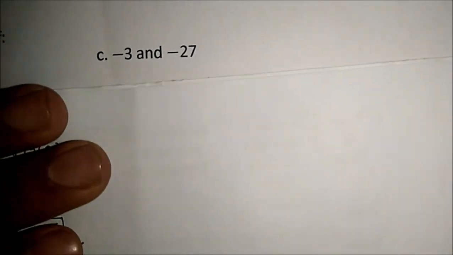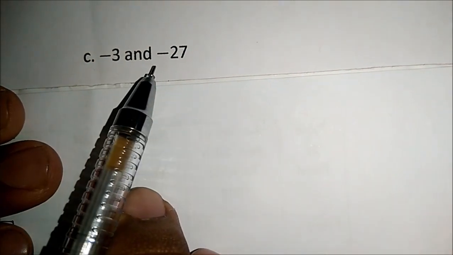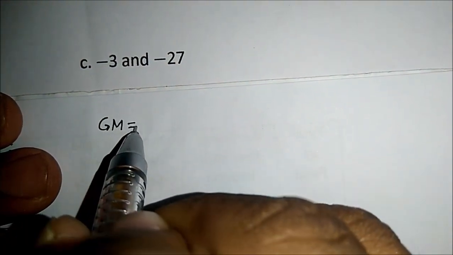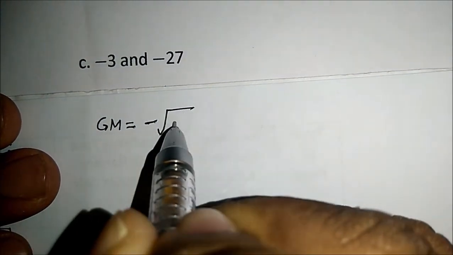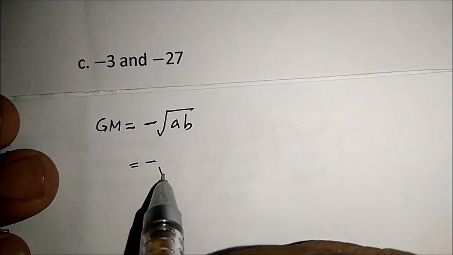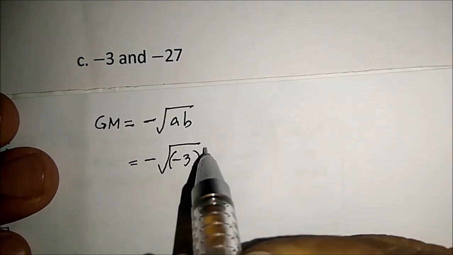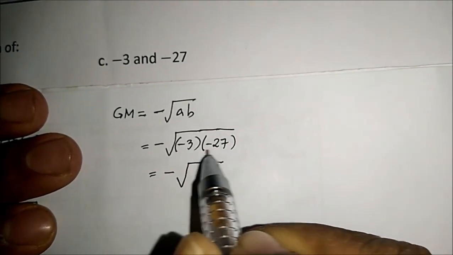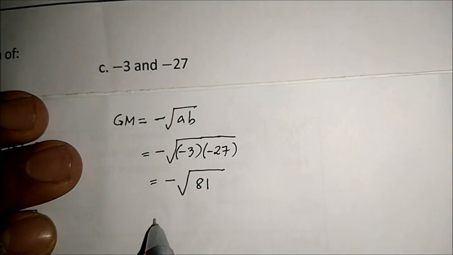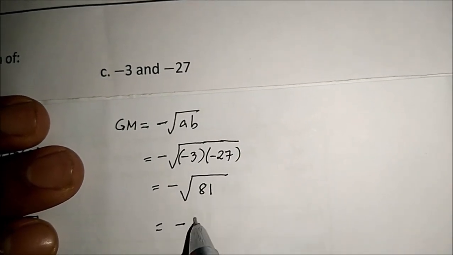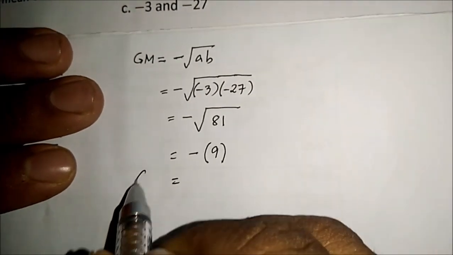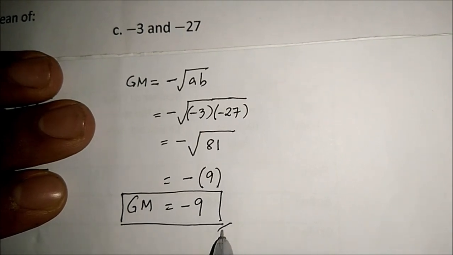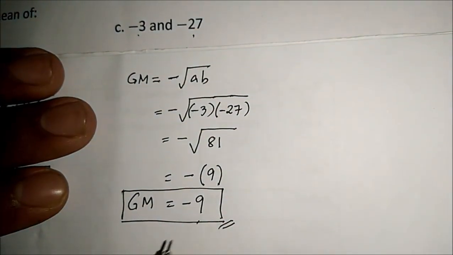Let us have letter C. Now, for letter C, we have here negative 3 and negative 27. Both numbers are negative. So if both numbers are negative, then the geometric mean would also be negative. That would be negative square root of A times B. So negative square root, our A is negative 3 times our B is negative 27. So let's multiply. Negative 3 times negative 27 is positive 81. Then take the square root of 81. So the square root of 81 is 9. So therefore, the geometric mean is negative 9. So the geometric mean between negative 3 and negative 27 is negative 9.